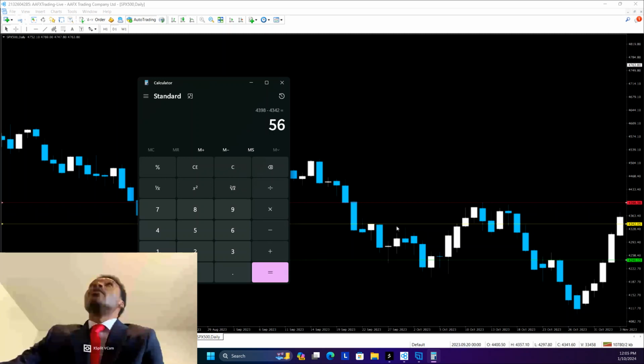So 56 point stop loss times 4. Why am I timesing it by 4? If you forgot, that's just because I'm looking for 4 times my risk. If you want to do 2 times your risk, 3 times your risk, or 1 times your risk, I mean, the win rate is high enough for you to go 1 to 1 R. But for me, like I said, I'm waiting multiple days for this to set up.